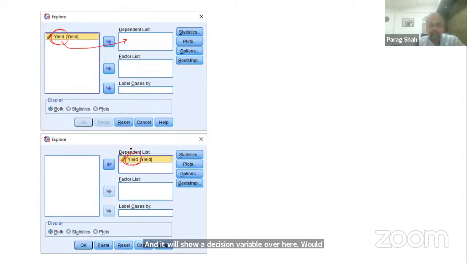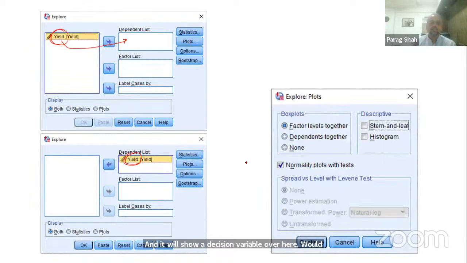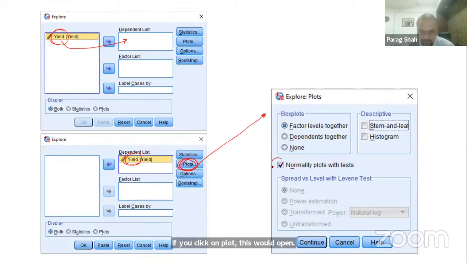Okay, that we have done it over here, and then here it will be statistics. Click on plots. If you click on plot, this will open. In that, tick mark over here, normality plot with test. Because I want Shapiro-Wilk test. I want QQ plot. So we will tick mark over here, normality plot with test.